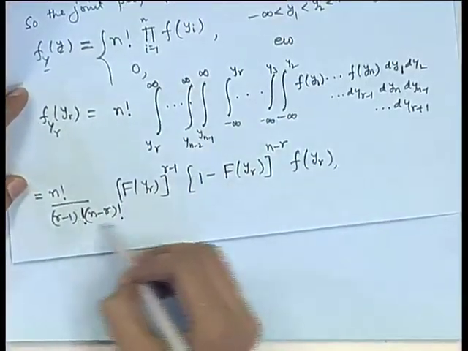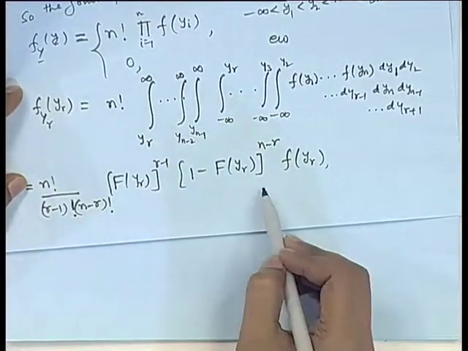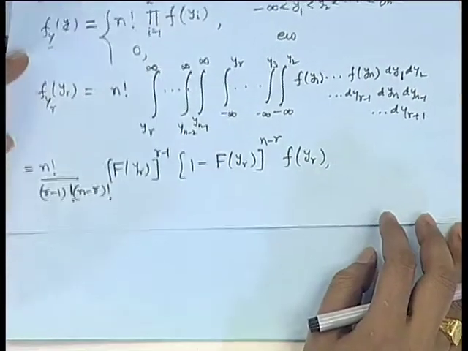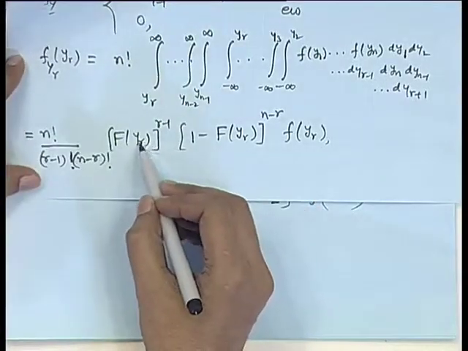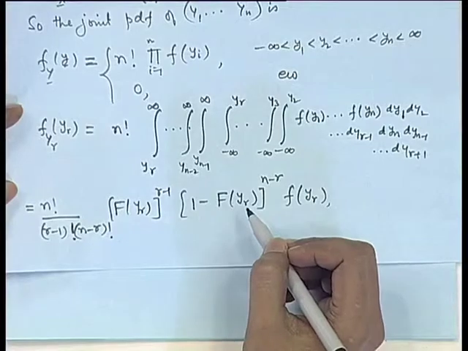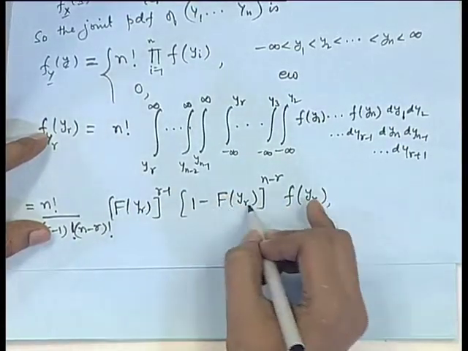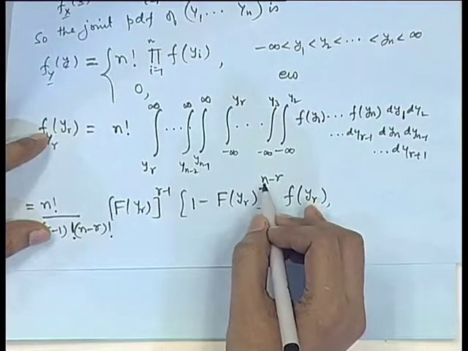So, we are able to determine the distribution of the rth order statistic here. In the particular case, suppose the random variables are uniformly distributed on the interval 0 to 1, then this will become y_r, this will become (1 minus y_r) to the power n minus r, which is nothing but a beta distribution. So, that is one of the origins, or you can say applications, of the beta distribution.